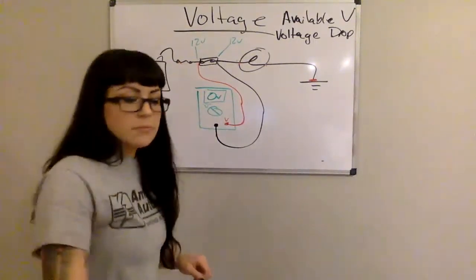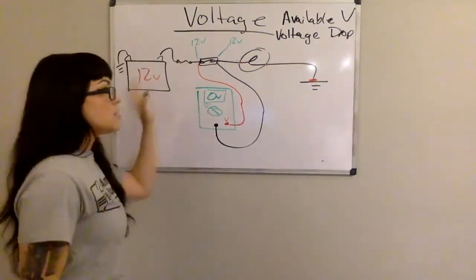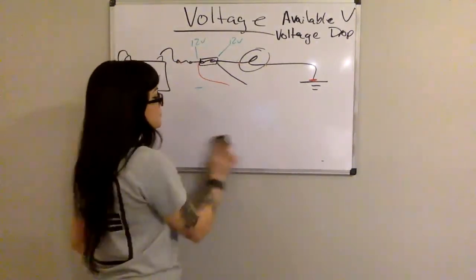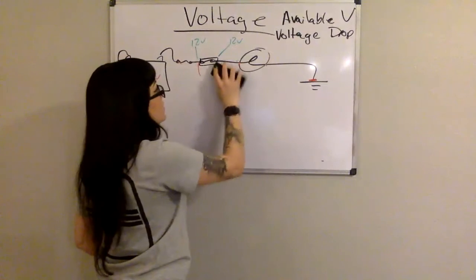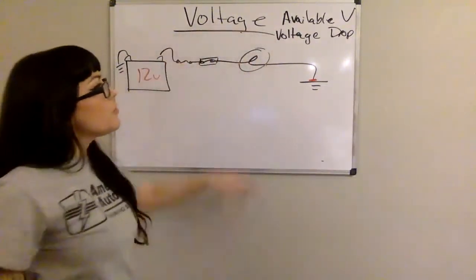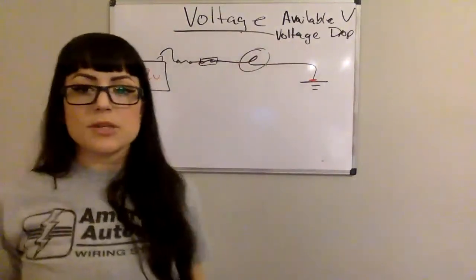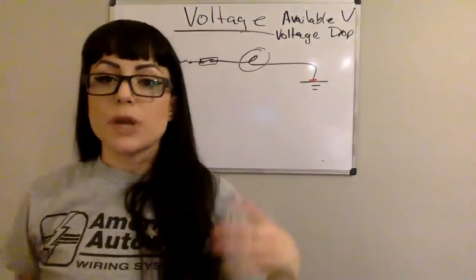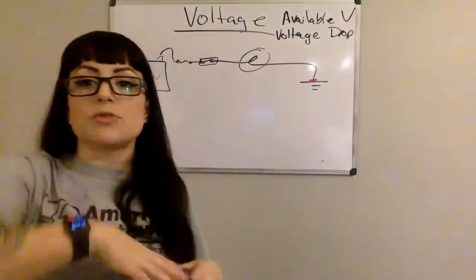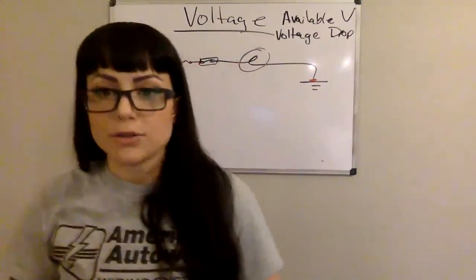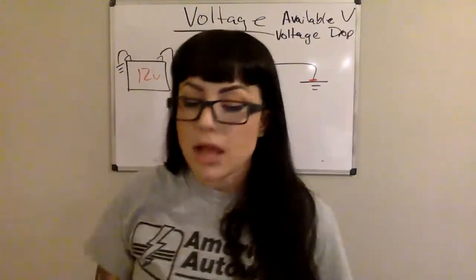And I'll talk about some other tests with voltage later on. So that is how you would hook up a voltmeter, in either available voltage or voltage drop. In the PowerPoint presentation I gave you, it does say to hook it up in parallel. So when I hooked up my meter here, I gave electricity option to travel different routes. I added a branch onto my circuit, so that's parallel.